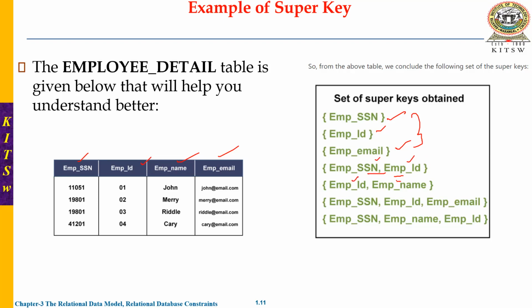Sometimes employee name is not a unique value, but you can take the combination of these two, so that with the employee ID, you can get the employee name. In a similar way, SSN number, employee ID, employee email ID, these are all unique values. You can combine them and take them as super keys. Here also, SSN number, name, employee ID. SSN and employee ID are the unique values, so you are combining name with these two. So these are the set of super keys.